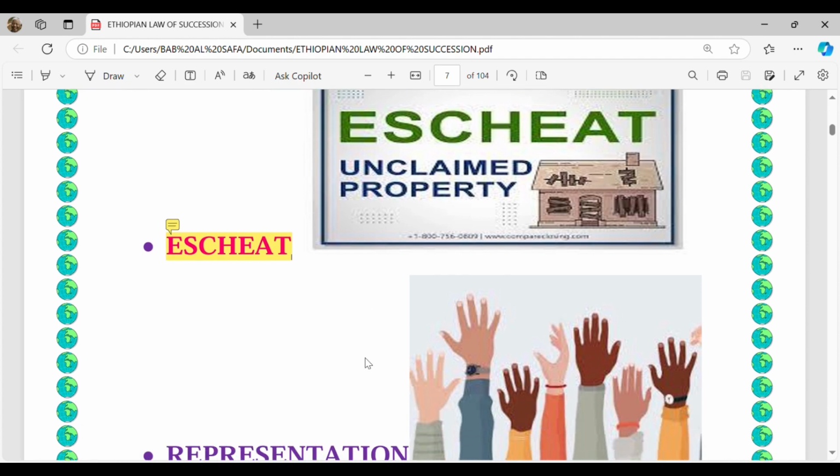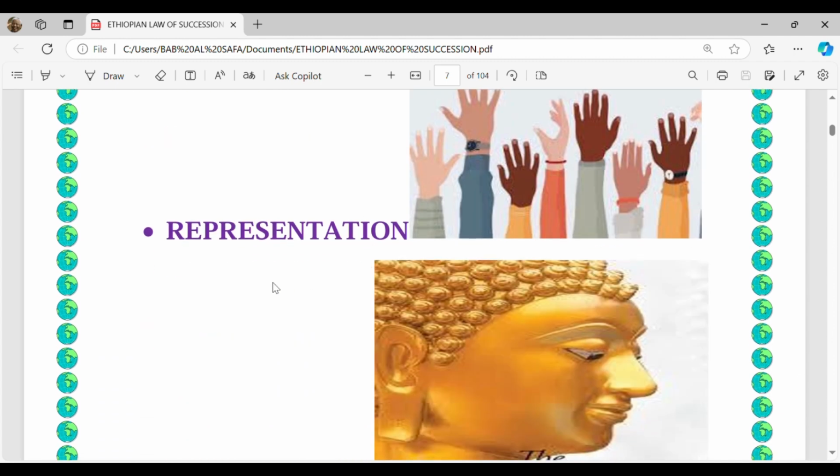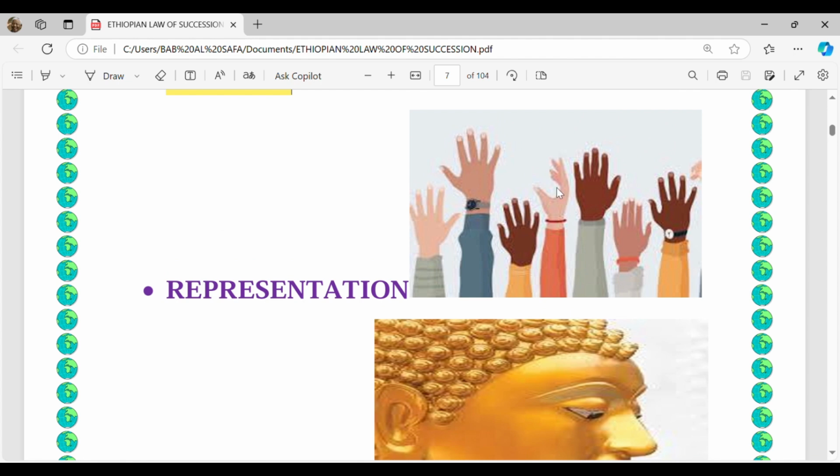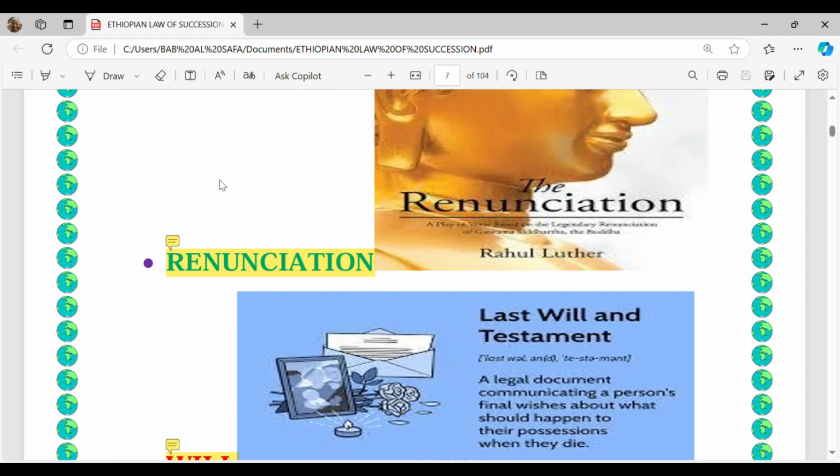So at the end of the day, if there is no one who claims the rights from the deceased person, the property will come to the state. The other one is representation. Representation means acting on behalf of someone else, acting on behalf of the other person. And the other important term in the law of succession is that of renunciation.